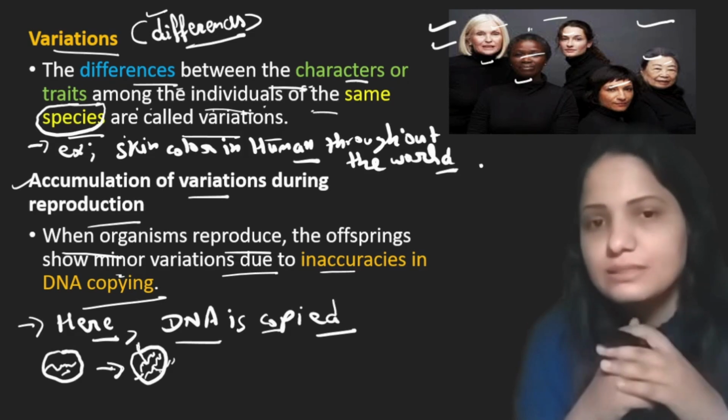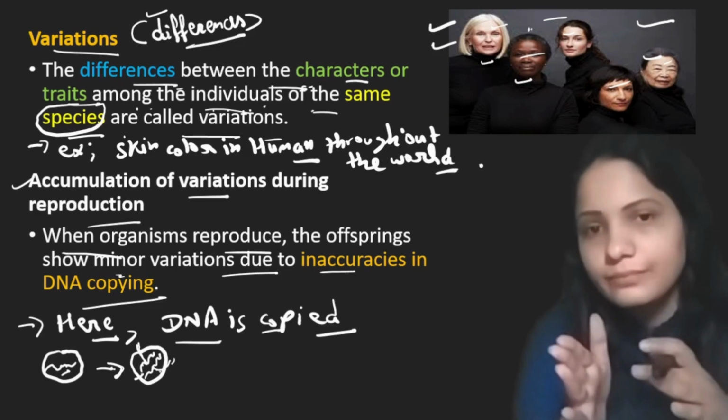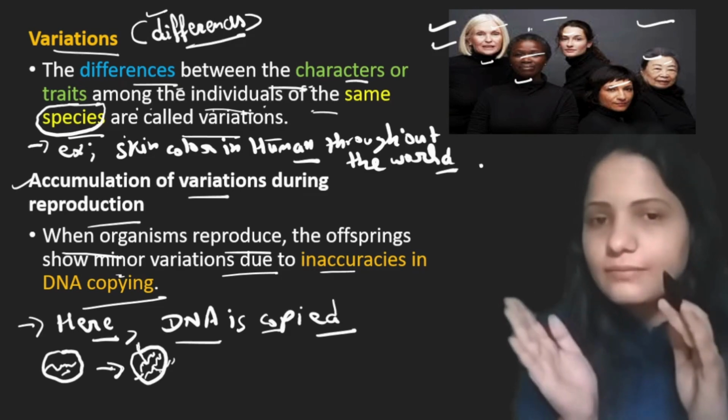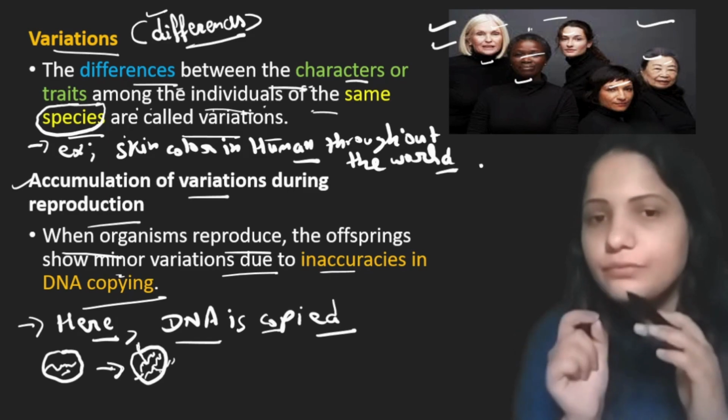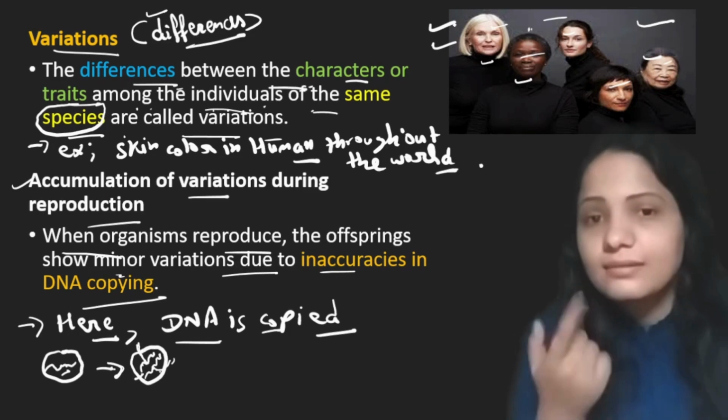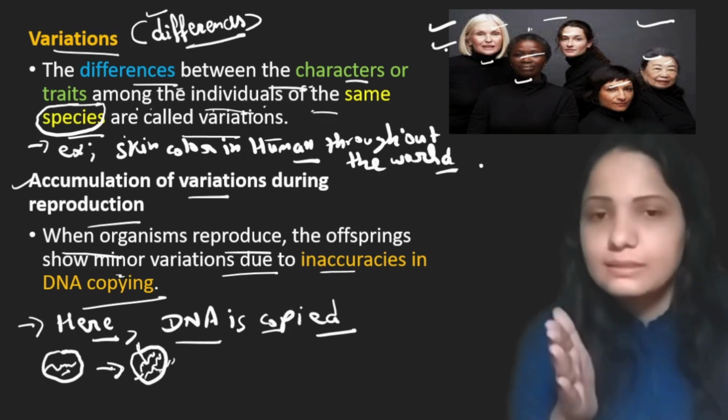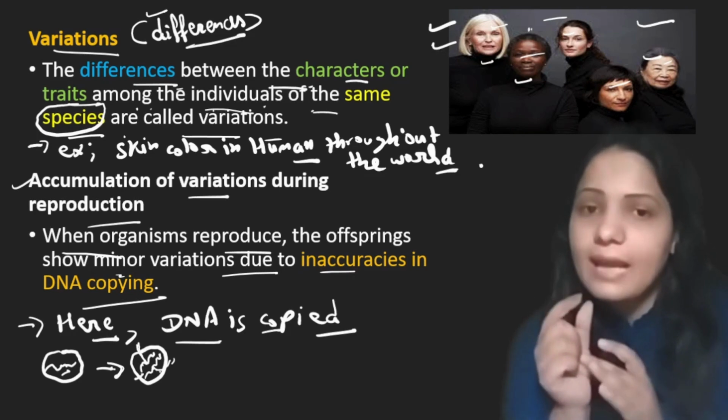Like in the previous example, if we consider skin tone in humans across the world, let's say in the parent cell when the DNA is copied there are a few inaccuracies, and that inaccuracy leads to a darker skin tone, then over the generations this variation will accumulate.